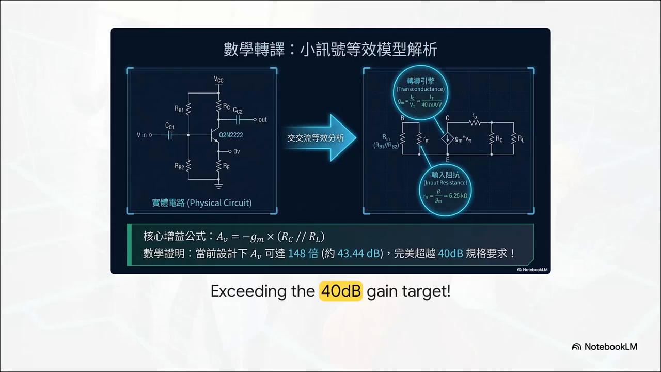And here is where all that math finally pays off. When you look at the core gain formula, our voltage gain is just negative transconductance multiplied by the parallel combo of our collector and load resistors.